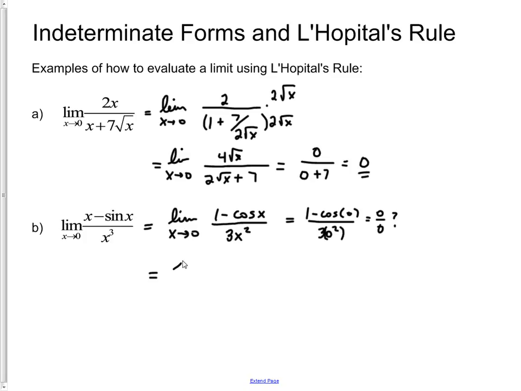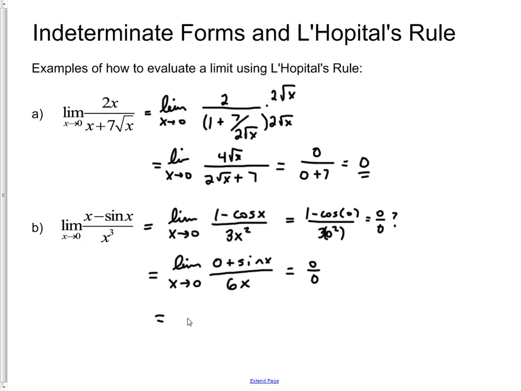So let's do that. Let's see what's going to happen now. Let's take the limit as x approaches 0. The derivative of 1 is 0. The derivative of cosine of x is negative sine of x, so it's plus sine of x now. And our denominator becomes 6x. Uh-oh. Yeah, here we go again, right? Sine of 0 is 0. 6 times 0 is 0. So this says, let's extend L'Hopital's rule one more time.